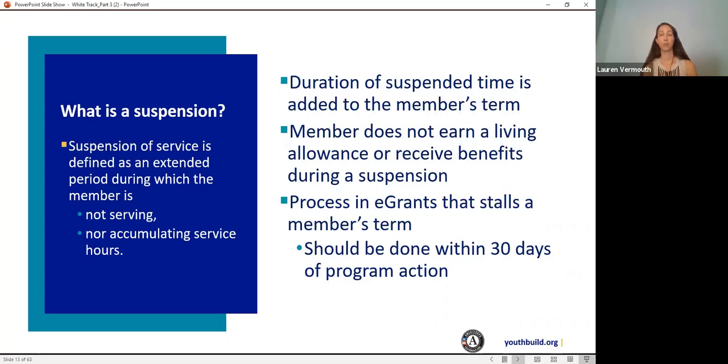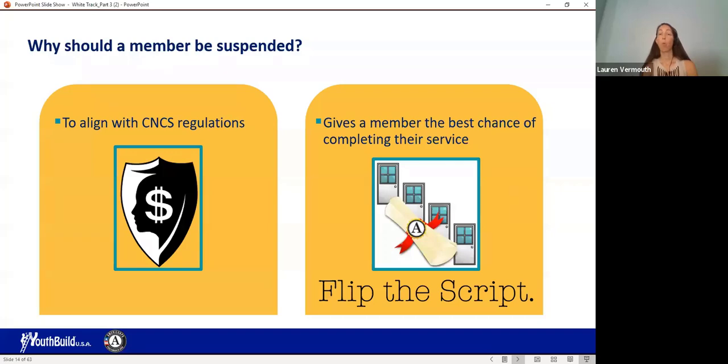We learned yesterday about enrollments. That was an 8-day window. Now we get a whole 30 days. So you can have the day that it happens in real life, and then you've got several weeks to go in and actually take the action in eGrants. So let's talk a little bit about why.